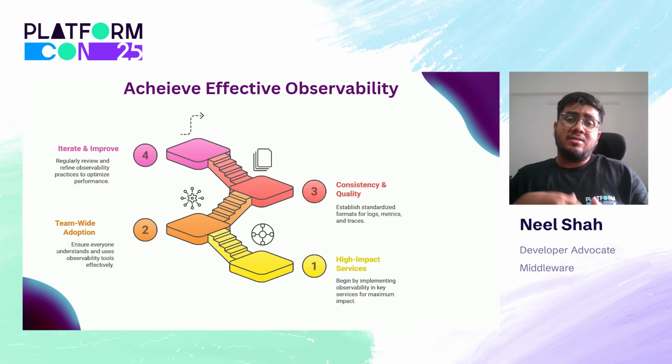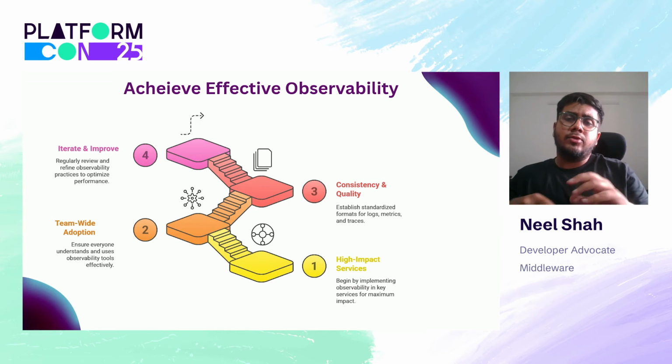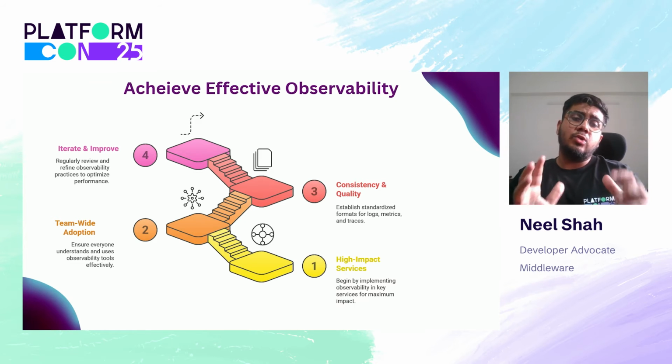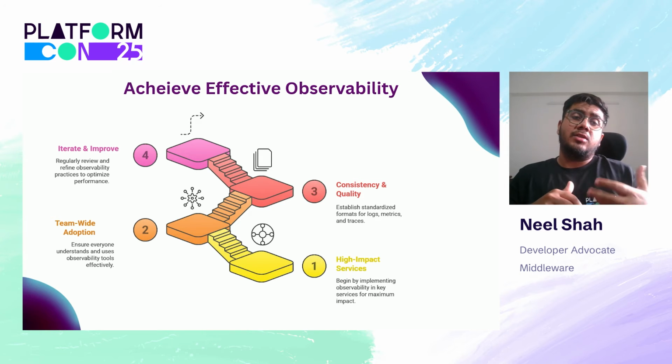Next is consistency and quality. Once you set up everything, there should be a standardized format and standardized workflow, so that all the logs are getting there, you are getting alerts properly, and everything is standardized. And next, it should be iterated and improved in a feedback loop cycle. Eventually, you will be able to observe all your services and applications properly, and it will give you more insights. It will help you gain more productivity and work more efficiently.